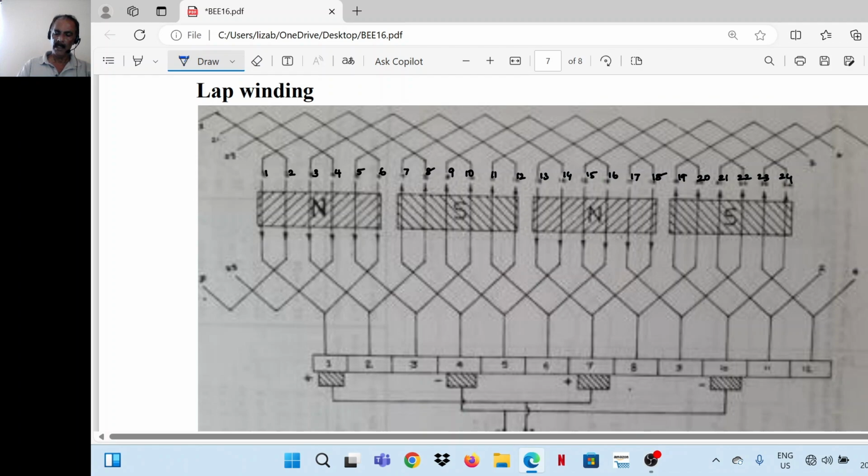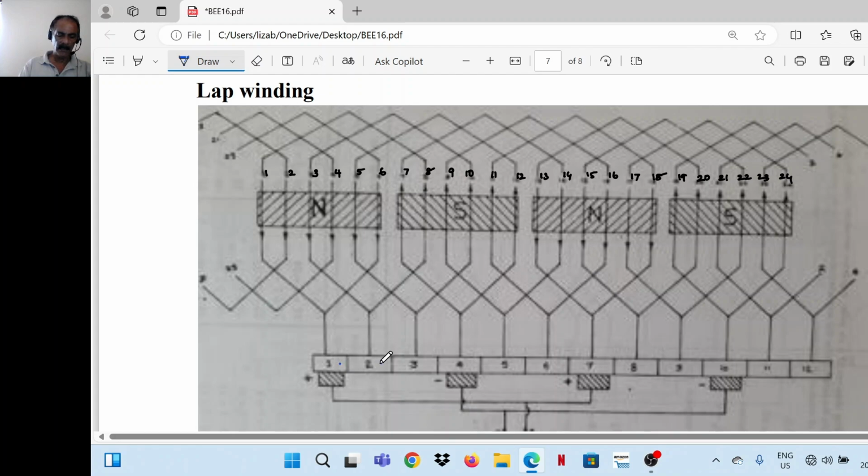In total there are 24 conductors and four poles. So 6 conductors will come under the influence of one pole. It's marked like that. The conductors are marked, say, 1, 2, 3, 4, 5, 6. The first 6 conductors come under a north pole, the next 6 under a south pole, the next 6 under a north pole, and the last 6 under a south pole. All the conductors under the influence of a north pole will have one particular current direction, and all the conductors under the influence of a south pole will have the opposite current direction. Accordingly, the directions are marked here in this figure.